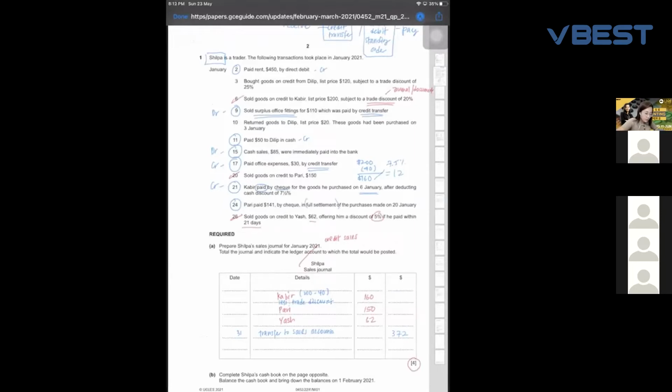So what you're going to do next is, you guys can see 141 to settle fully the purchases made on 20th January. So you guys see 20th January is how much? 150. You sold goods on credit to Pari 150. And then he used 141 to settle what he owes you. That means he owes you 150, but he used 141 to settle everything. Obviously, there's a $9 discount.